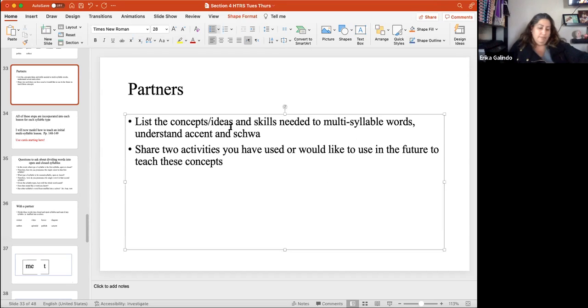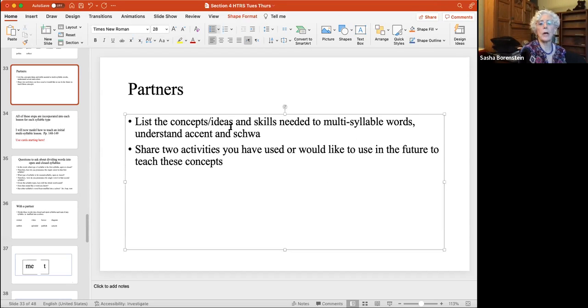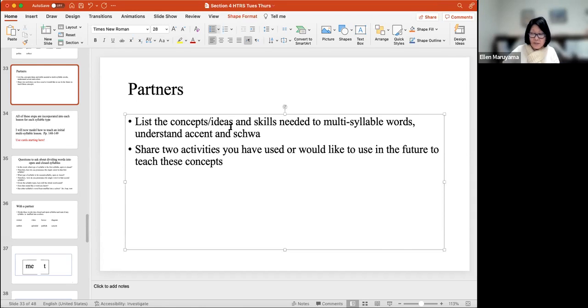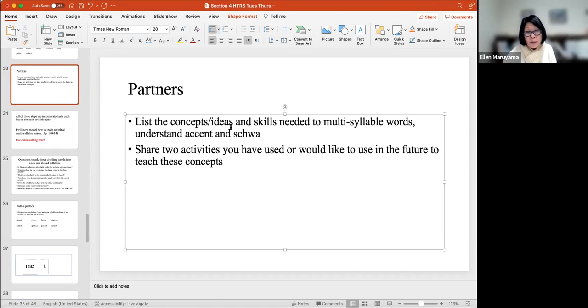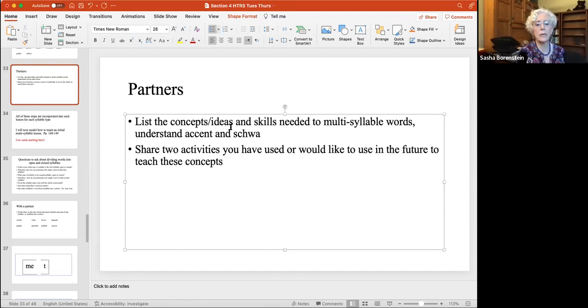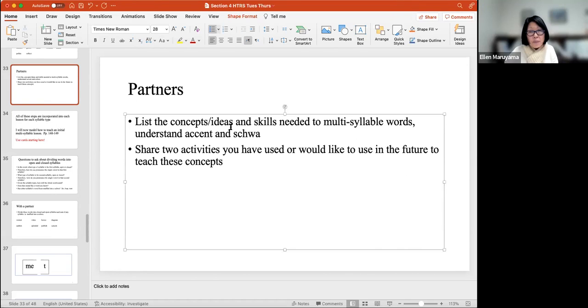Okay, Ellen, give me one of your concepts, ideas, or skills at the multisyllable level that you know you want to teach. I like the idea of the chin dropping for the vowel sound. I have them underline the vowels when I'm teaching multisyllable words. I like that. Okay, great. And is there one activity that you wanted to share?